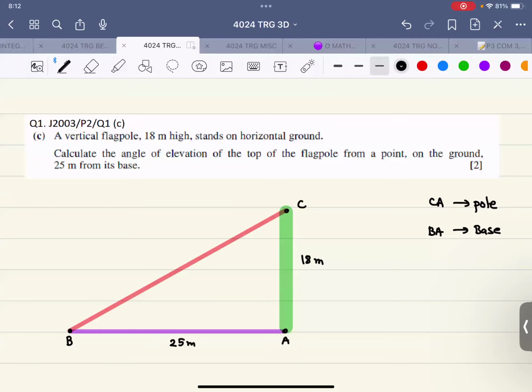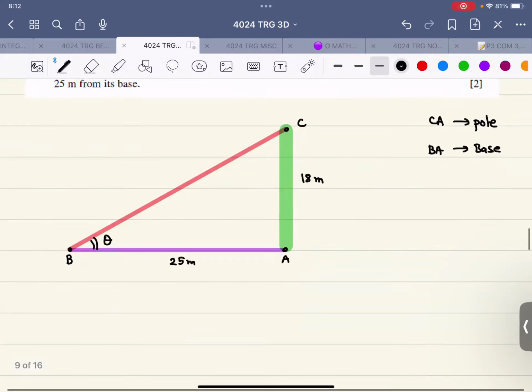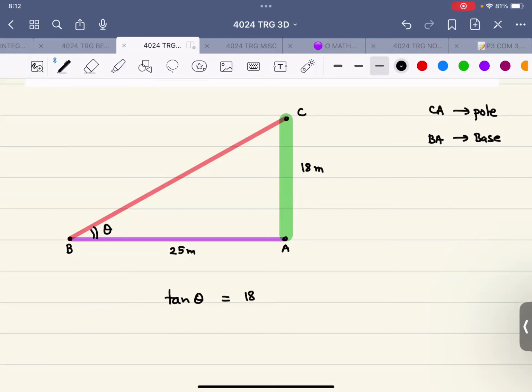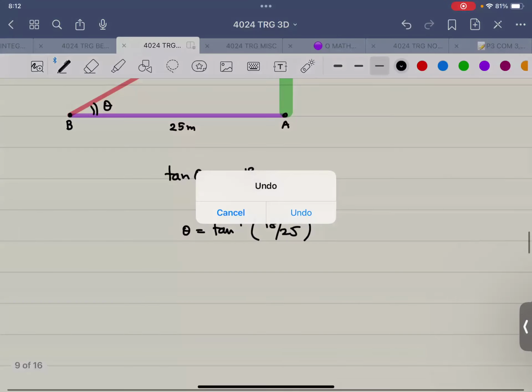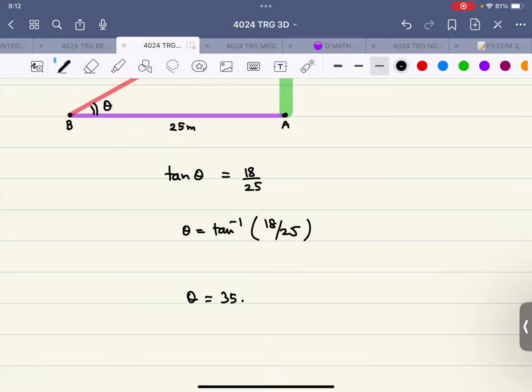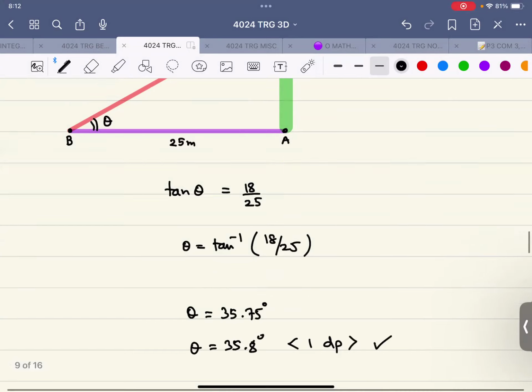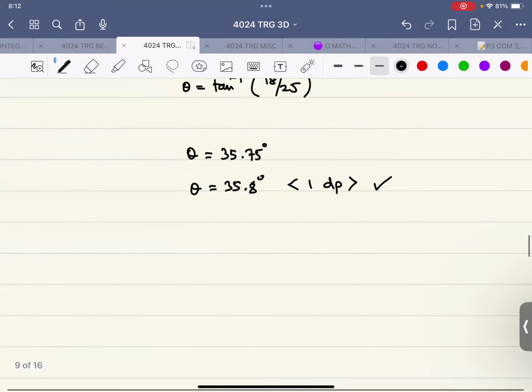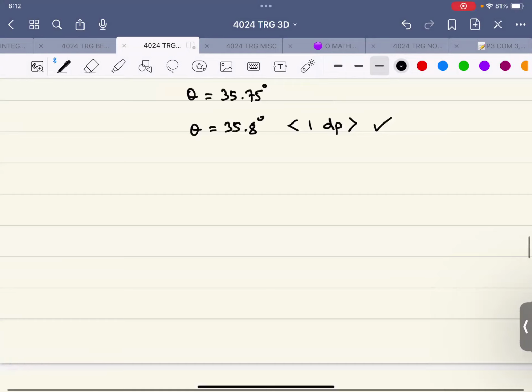So now we are asking for the angle of elevation theta. So now we will use tangent of theta, that is 18 over 25. Therefore, theta is tan inverse 18 over 25. And at this point, let me divide 18 by 25. That is 0.72, then shift and tan. This comes out to be 35.75 degrees. So theta is 35.75 degrees, which can be written as 35.8 degrees, correct to 1 decimal place. That is the level of accuracy that is required. So far, we have solved up till this part, and that completes today's lecture.